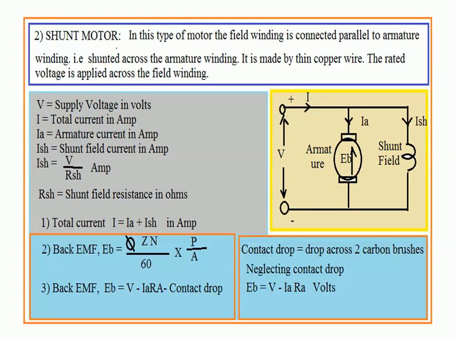Back EMF is equal to phi Z N divided by 60 into P by A. It is also given by V minus IARA minus contact drop. In some problems contact drop is neglected. Contact drop means drop across two brushes. Each machine consists of two carbon brushes. This is the voltage drop across two brushes. Neglecting that brush drop, EB equal to V minus IARA. Already we are very much familiar with this. We have used this in solving many problems.